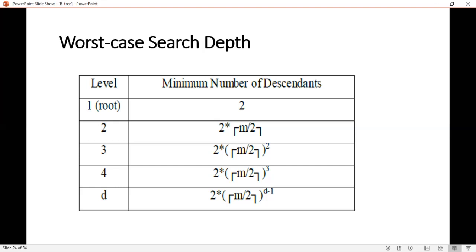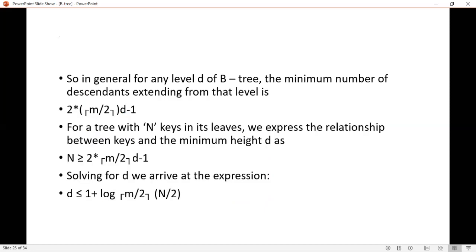Each of these 2 pages has ceiling of m/2 descendants. I hope you know what ceiling and floor values are; here we consider the ceiling value of m/2. At the third level, you can have 2 times ceiling(m/2) squared, and so on. In general, it is 2 times ceiling(m/2) to the power d minus 1, where d is the height of the tree.